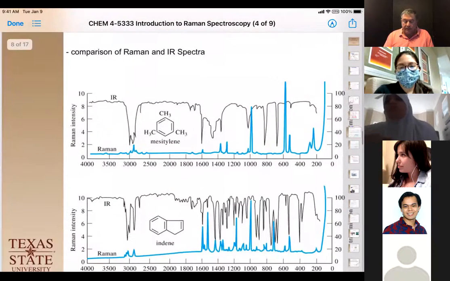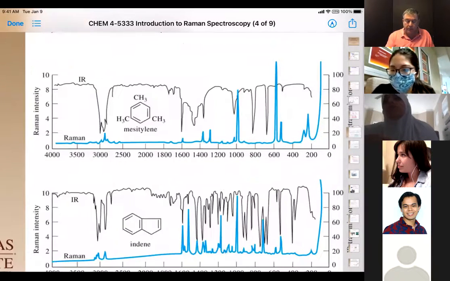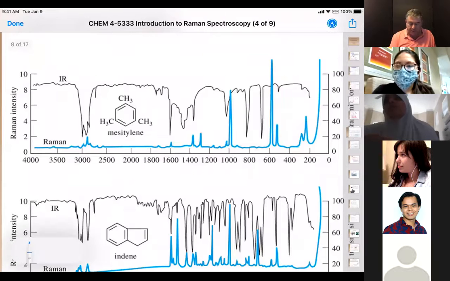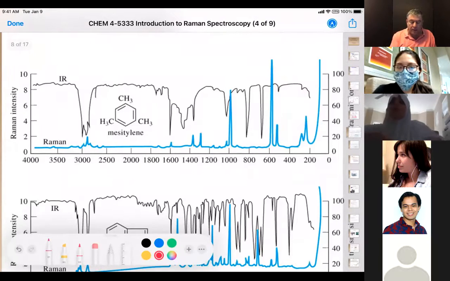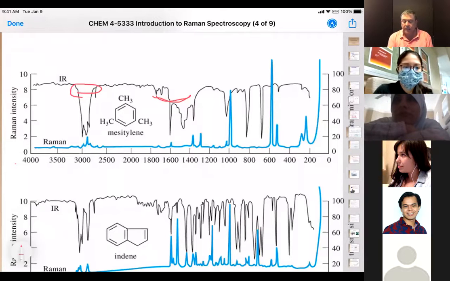So let's see a comparison for that right here. If we look at this first one, I'm going to blow it up and I'm going to use red here so we can tell the difference. Okay, so in the IR, we see what we expect to see. We have our hydrogens for our benzene and our methyl groups show up here. And then we have, of course, our benzene, this is our carbon-carbon double bond region here. And then we have a couple of these carbon-carbon single bonds down here in the fingerprint region, okay?